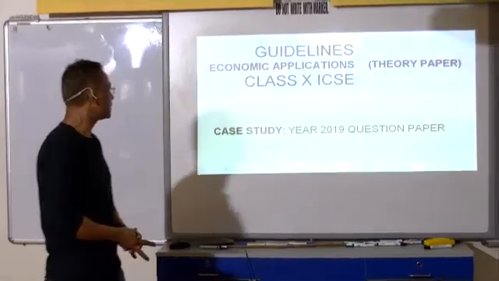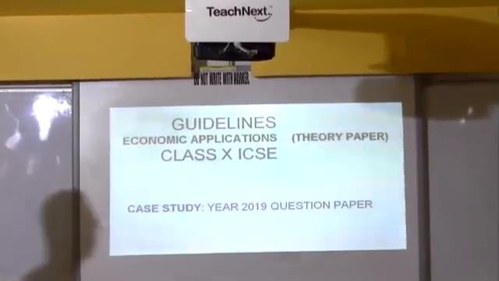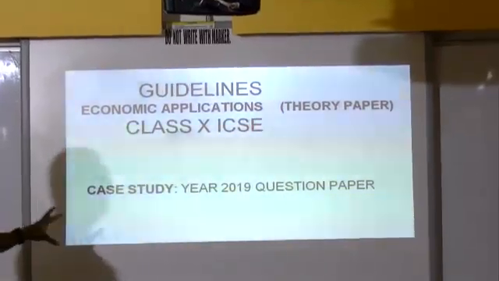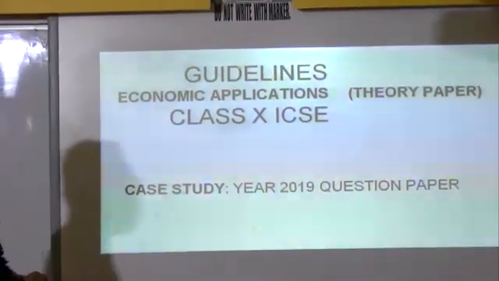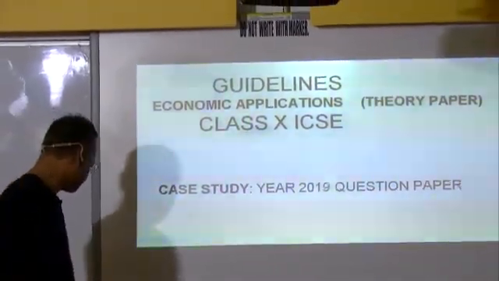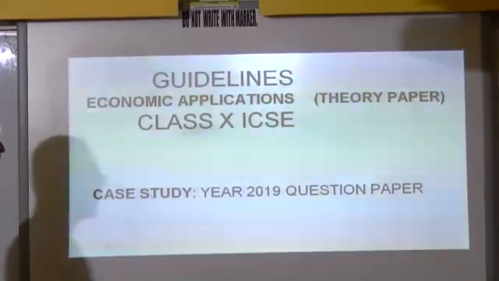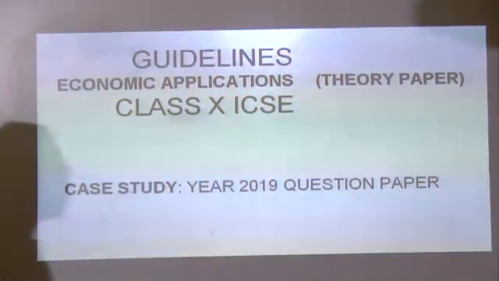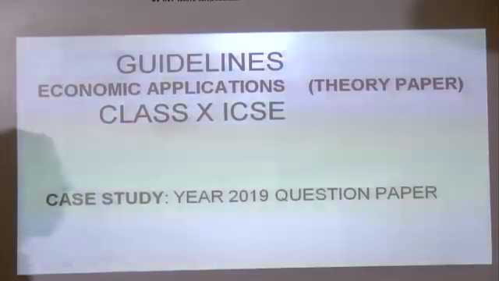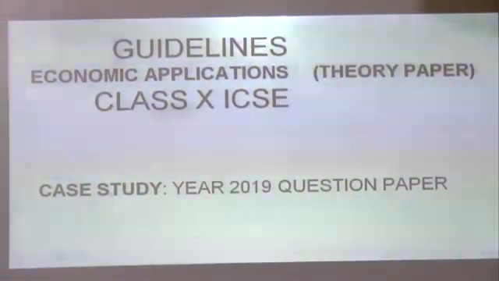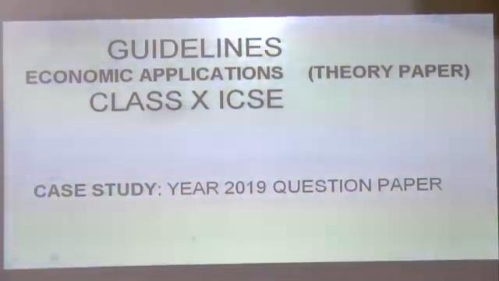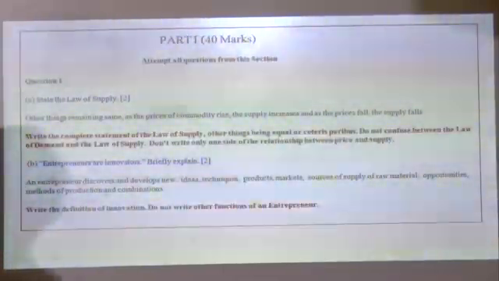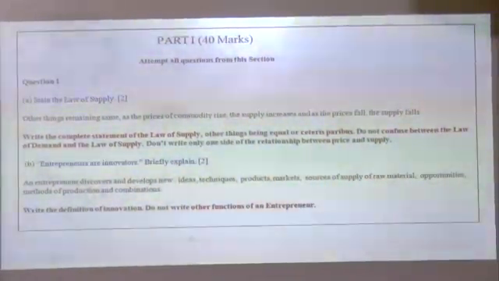So here are your guidelines on the theory paper, which is 100 marks. And I've taken a typical case study of the 2019 question paper and how these have been answered by the previous students and what you should do. So I'm going to start with Section A, which is the compulsory paper, which is 40 marks. There are four questions, question number 1, 2, 3, and 4. And each question, for example, question number 1 has 5 parts, A, B, C, D, and E, each being 2 marks.